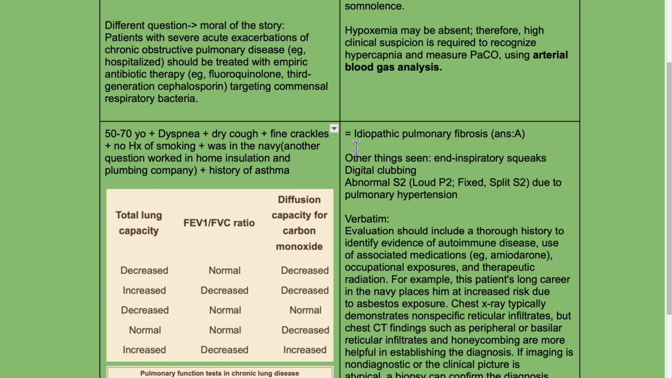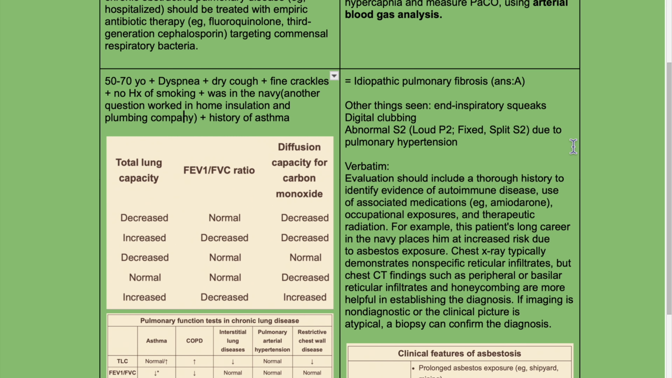Answer A. Other things seen with this are inspiratory squeaks, digital clubbing, abnormal S2, loud P2, fixed or split S2 due to pulmonary hypertension. This is verbatim from the QBank. Evaluation should include a thorough history to identify evidence of autoimmune disease, use of associated medication, for example, amiodarone, occupational exposures, and therapeutic radiation. For example, this patient's long career in the Navy places him at increased risk due to asbestos exposure.